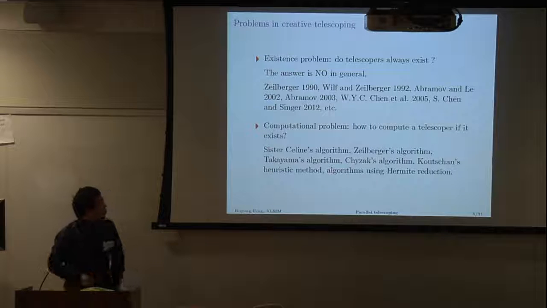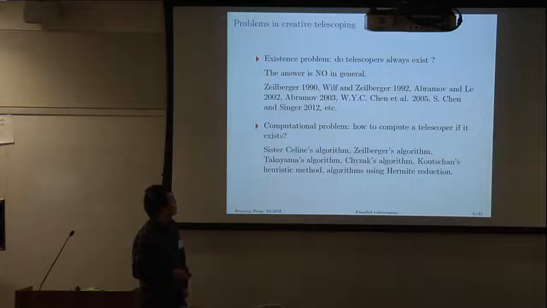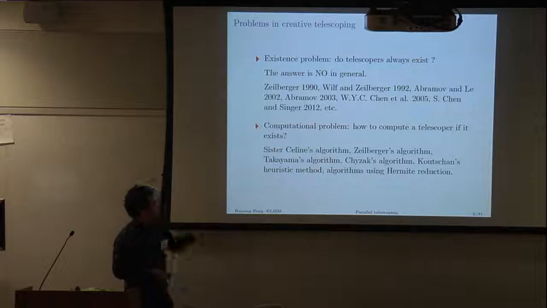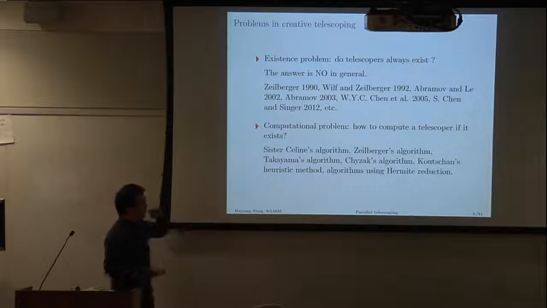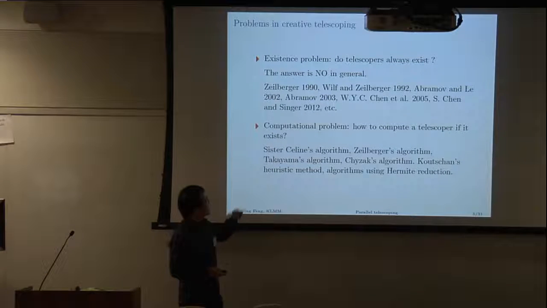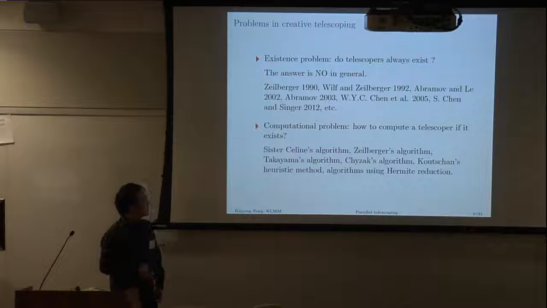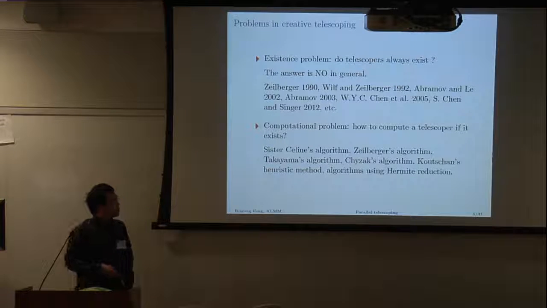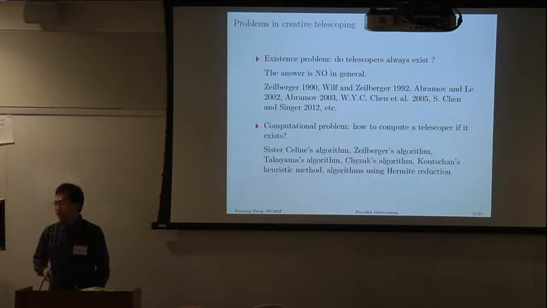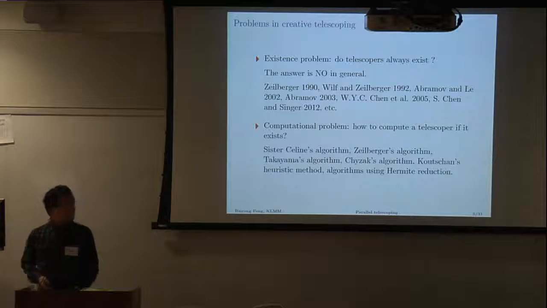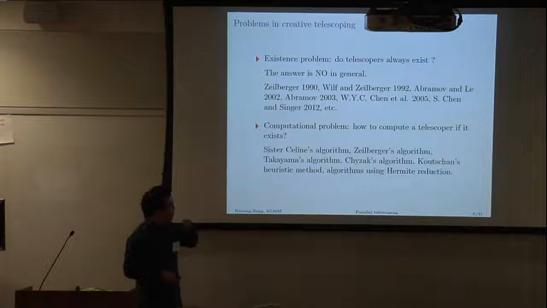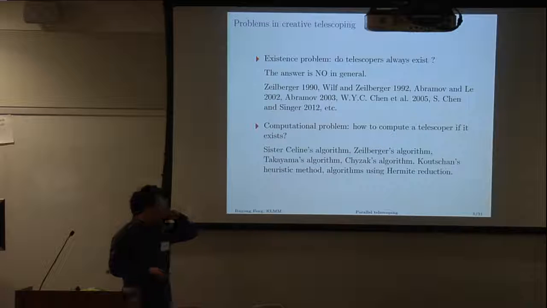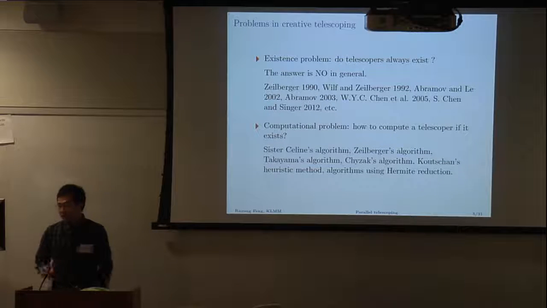Another problem is about computation. That is how to compute a telescoper if it exists. And here are some algorithms, such as Sister Celine's algorithm, Zeilberger's algorithm, Takayama's algorithm, Chyzak's algorithm, and Kauers' method. And recently, more efficient algorithms have been developed based on Hermite reduction.